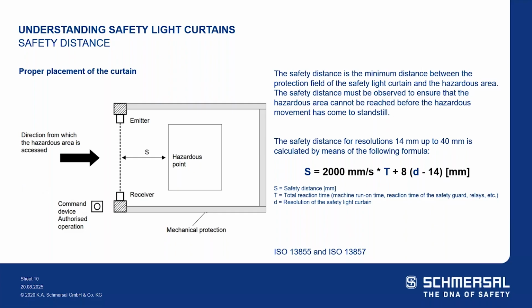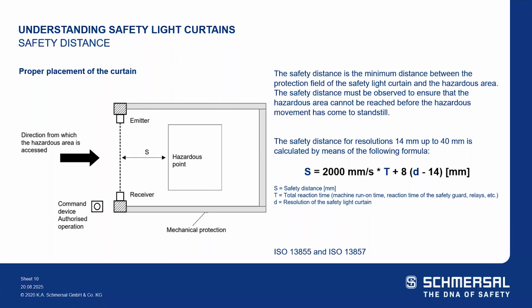To calculate the minimum distances of the safety guards with regards to the hazardous point, you're using ISO 13855 and ISO 13857. So again, to remind you that 13855 is the positioning of the guards with respect to the approach speeds of parts of the human body, and 13857, the safety distances to prevent hazard zones from being reached by upper and lower limbs. So looking at, for example, here, you're looking at the direction from which the hazardous area is accessed, and the safety distance is to the hazardous point.